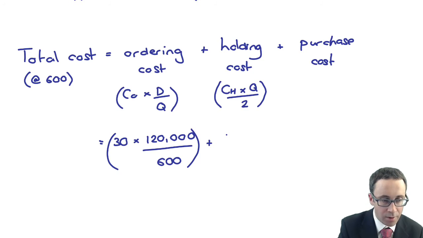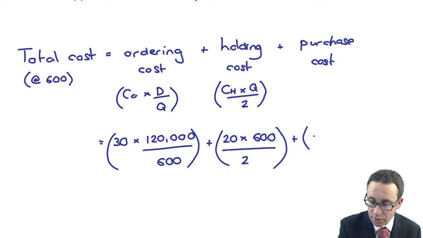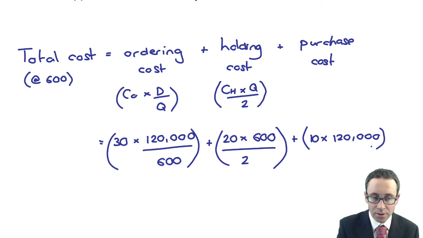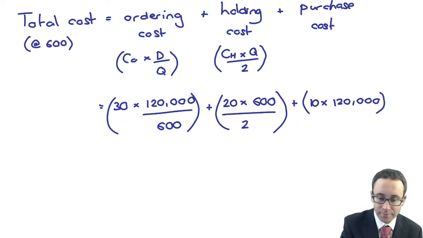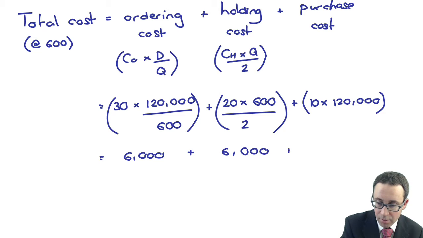My holding costs, I think, were $20. The quantity is 600, so you can work out your total cost for the year and just divide it by 2, can't we? And then the purchase cost was $10 per unit, and I think it was 120,000 units, wasn't it? Okay. So I think you end up with 6,000 plus 6,000 plus, is it, the 1.2 million?